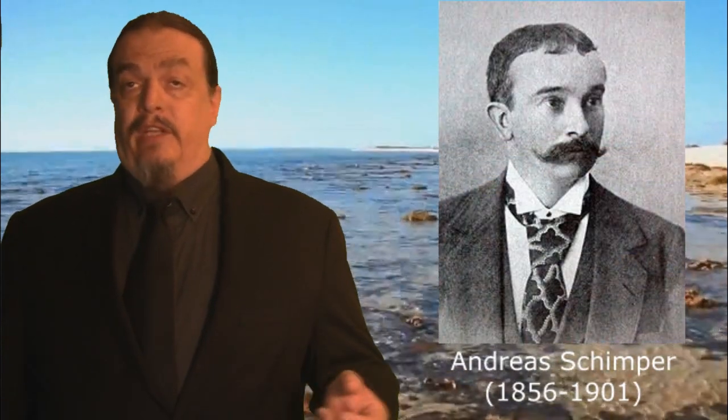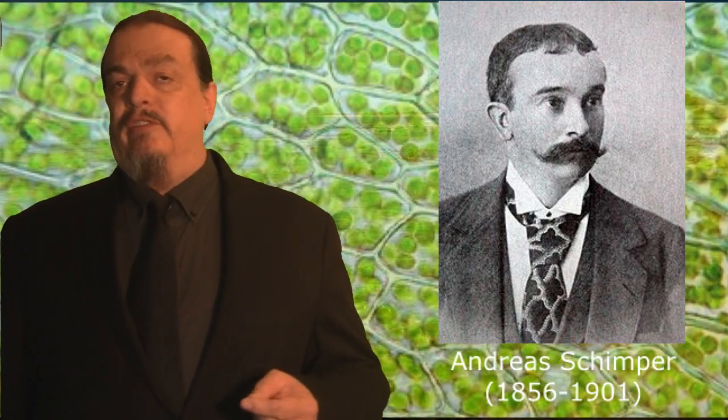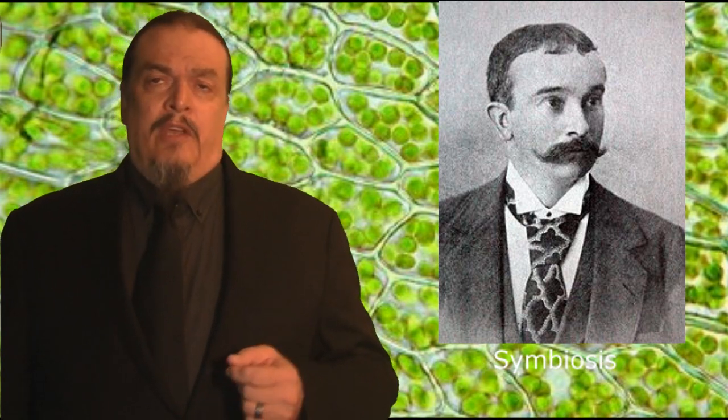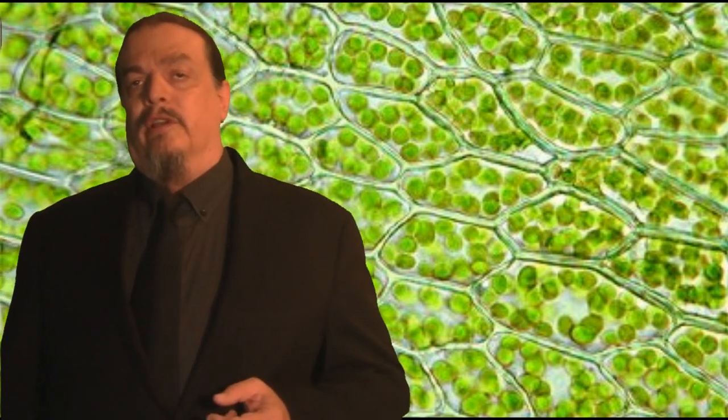He was familiar with the work of botanist Andreas Schimper, who had observed in 1883 that chloroplasts in green plants closely resembled free-living cyanobacteria. He noted in the footnotes of a paper he published about it that perhaps chloroplasts had come to live inside plant cells through a process called symbiosis. Symbiosis is a relationship between organisms where they live together, or organisms can actually live inside other organisms.